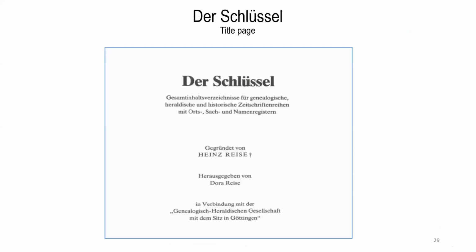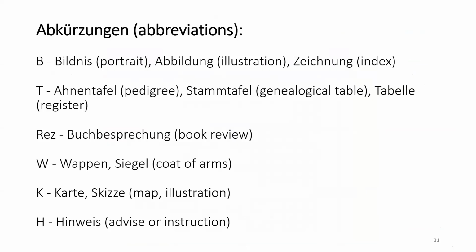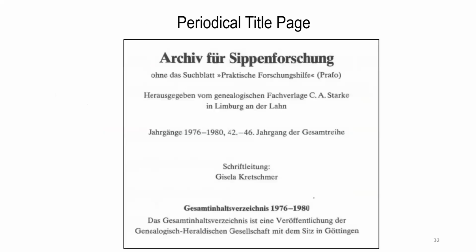This is the title page of Volume 8 of Der Schlüssel with its bibliographic information. Next, all of the periodicals indexed in this volume are listed with the page number on which they begin. This is followed by a small and very inadequate list of abbreviations. Next, we have the title page of the first periodical being indexed. Note that only the years from 1976 to 1980, in volumes 42 through 46 of this periodical, are indexed in this volume of Der Schlüssel.